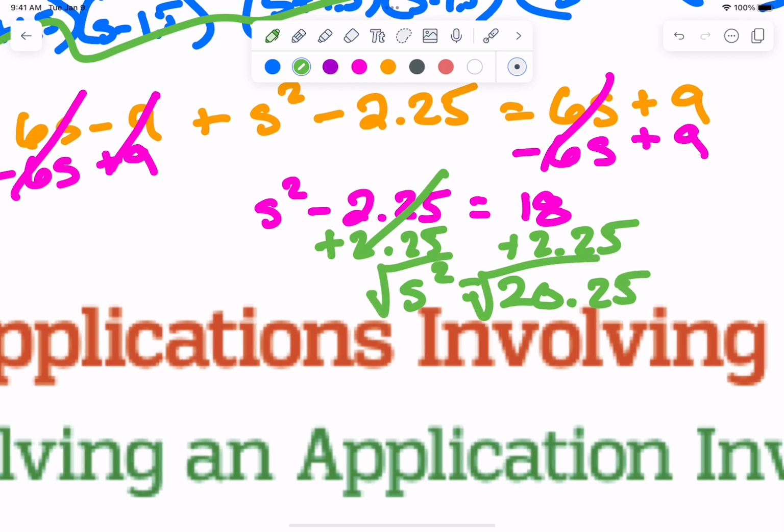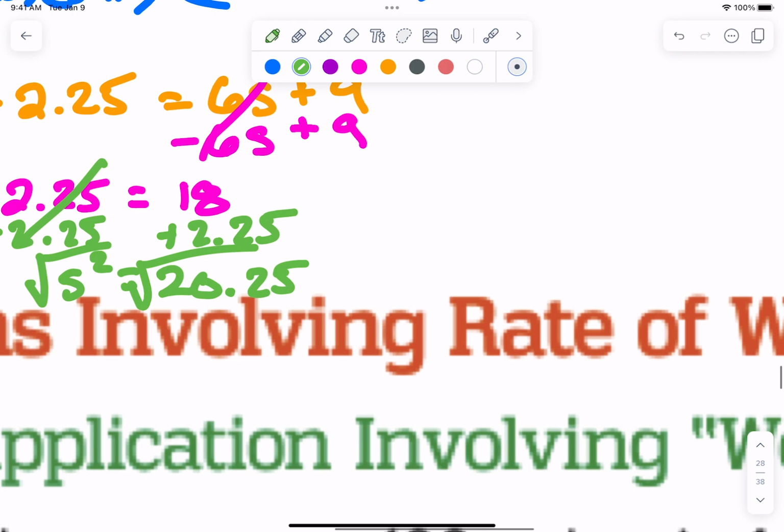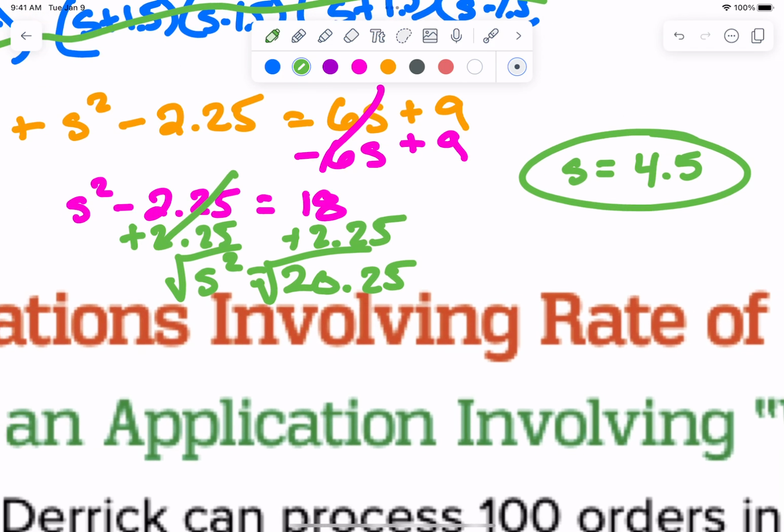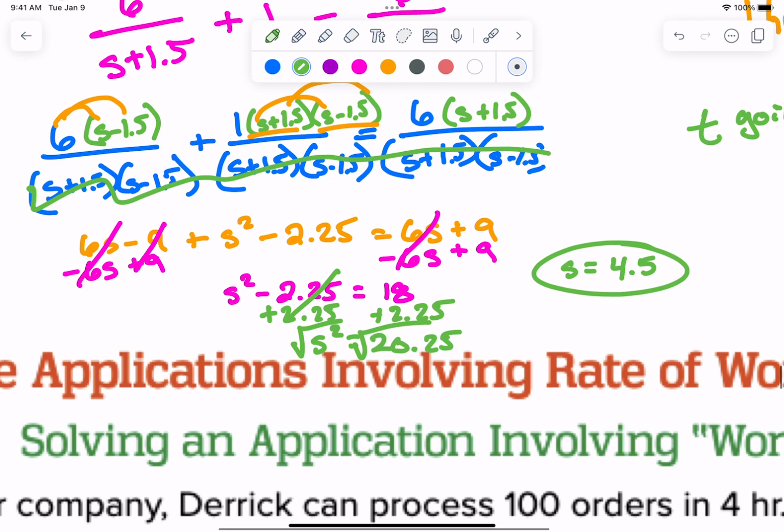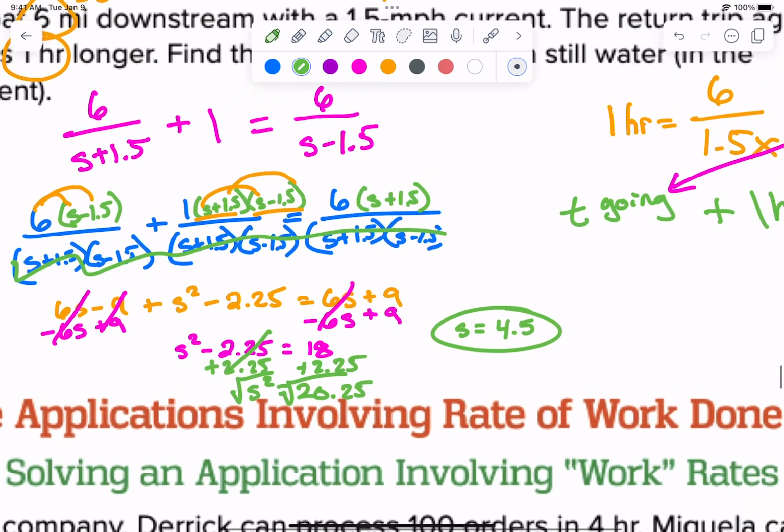Take the square root. Is it plus and minus? Technically yes, but speed is positive. 4.5. Look at that. Because those 6S's canceled out, we went from being a trinomial down to just S squared and a number. We can just take the square root. So our speed in still water is 4.5 MPH.